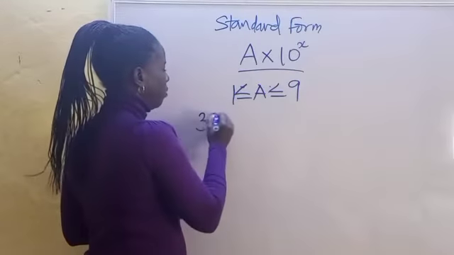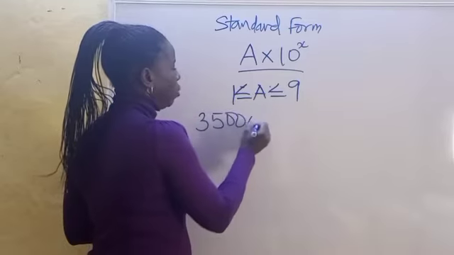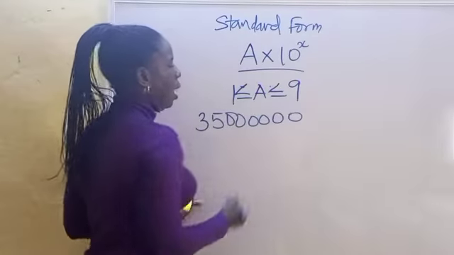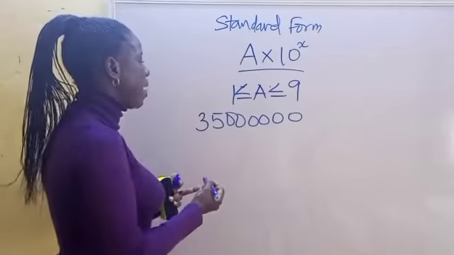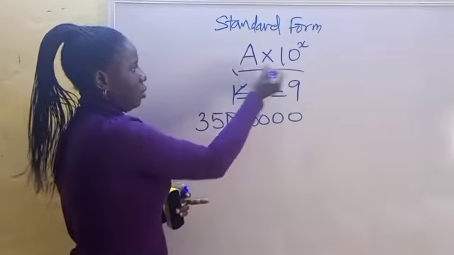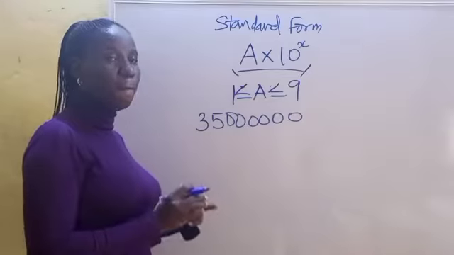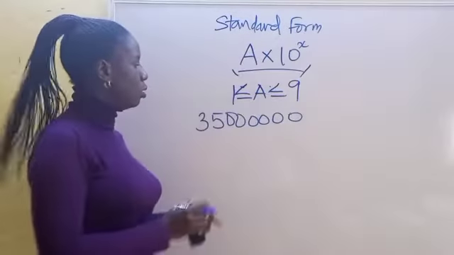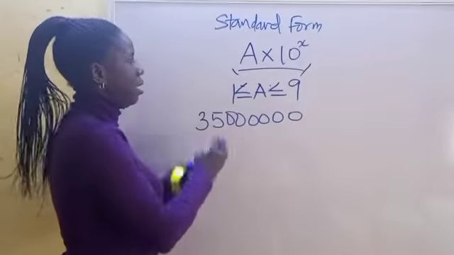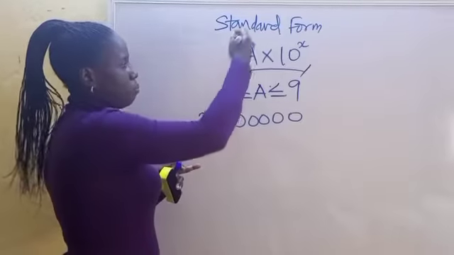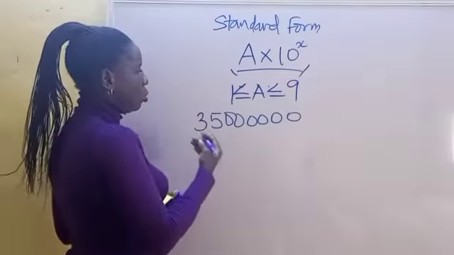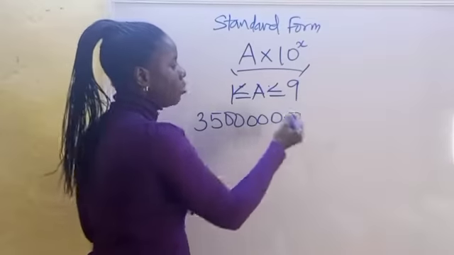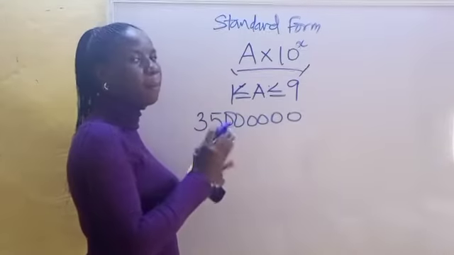If you have this number, how do we express it in standard form? Remember that this is your standard form notation. So you must ensure that this number complies with this particular one. So how do we say? We look at this number. I like to use the decimal place.